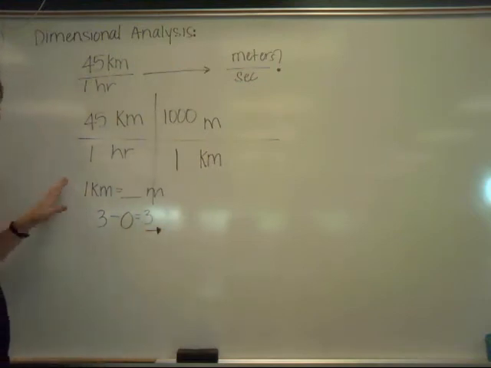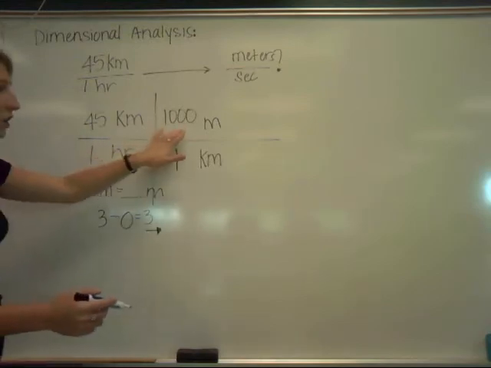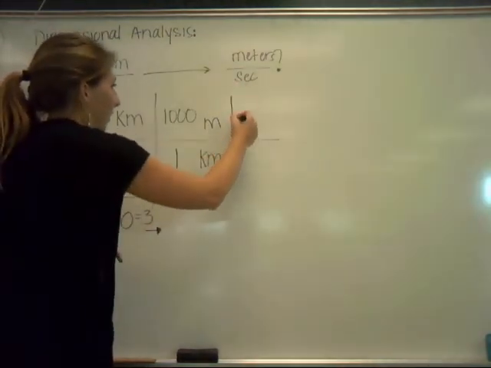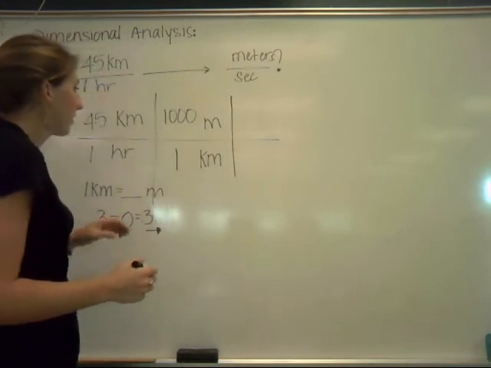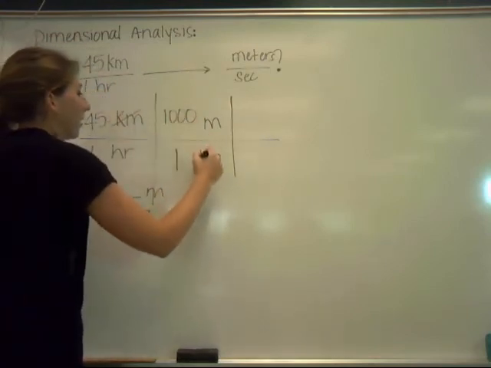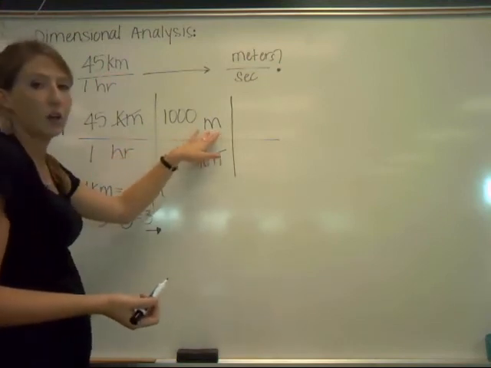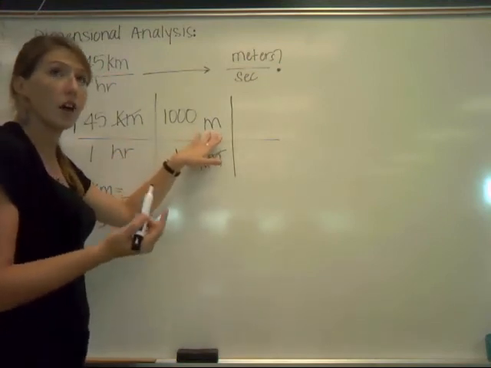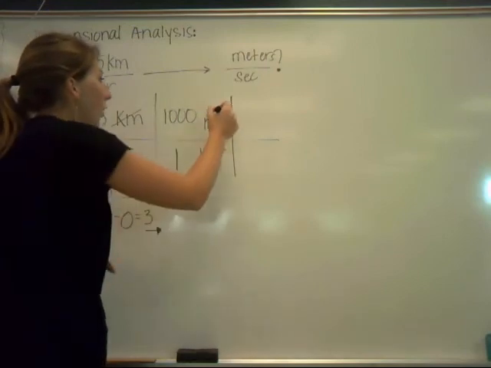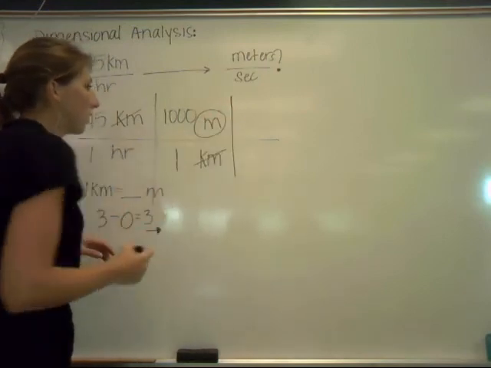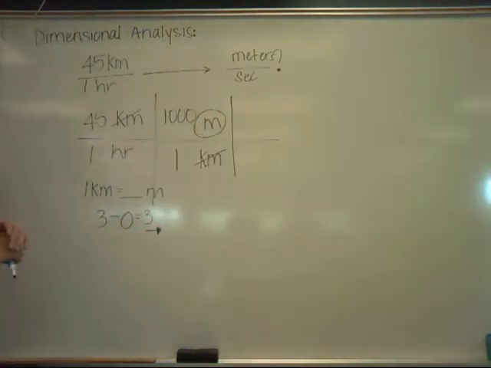Okay. Now that I know that my conversion is 1,000, I'm going to do this. I'm going to cross off my kilometers. I've gotten rid of those. All I have left is meters. Do I need to go anywhere else from there? No. Meters is what I want the units for my answer in. So I'm good as far as distance goes.